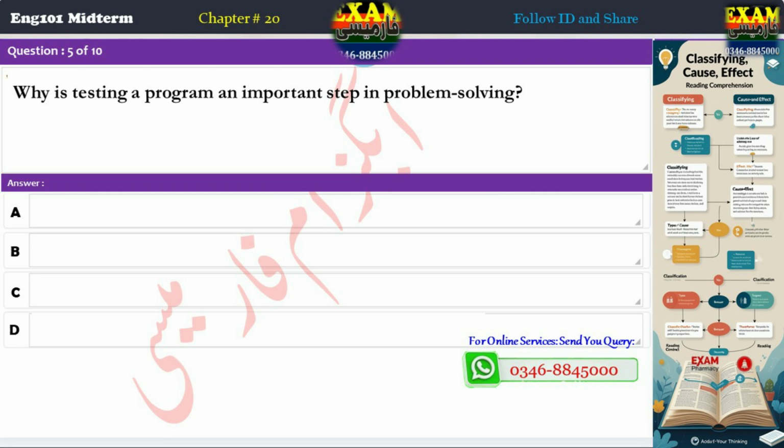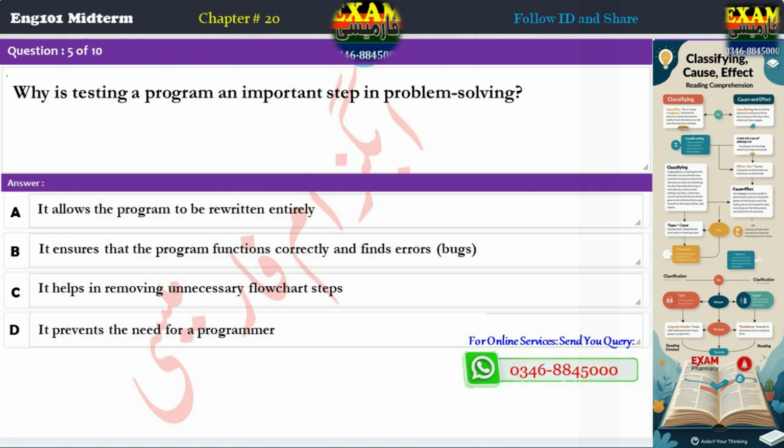Question 5. Why is testing a program an important step in problem solving? A. It allows the program to be rewritten entirely. B. It ensures that the program functions correctly and finds errors, bugs. C. It helps in removing unnecessary flowchart steps. D. It prevents the need for a programmer.